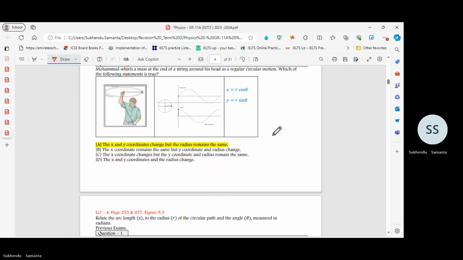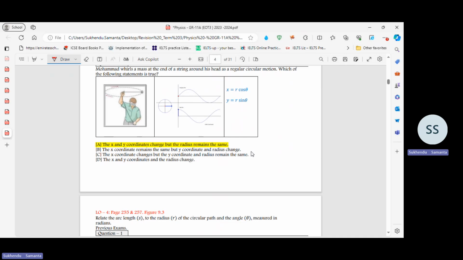Next one, the x and y coordinates change, but the radius remains the same. So here you can see, when you revolve something like this, one heavy object tied to the end of the string, at that moment which of the following statements is true? Here you can see the x and y coordinates change, but the radius remains the same. How do you know that?